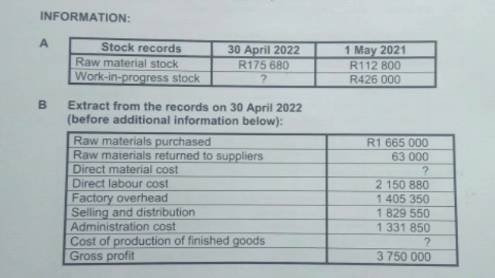And then in information B, we are finding our purchases for this financial year. Raw material purchased is 1,665,000, and then we had to return 63,000 of that stock back to our supplier. So we are going to use only those amounts to figure out our direct material cost.